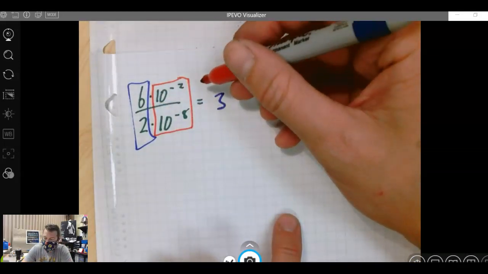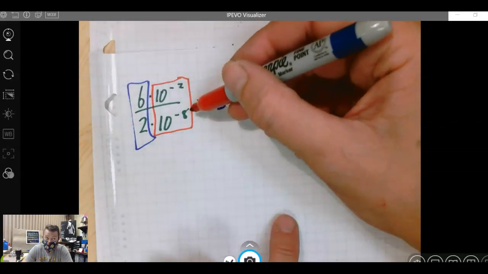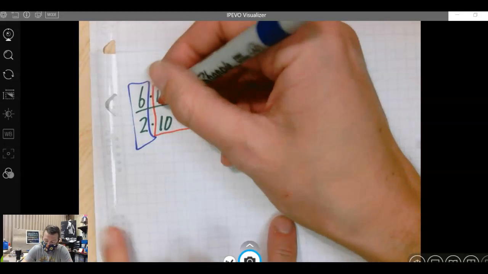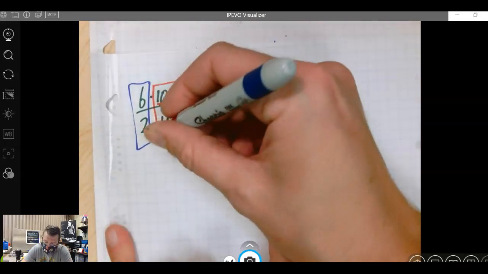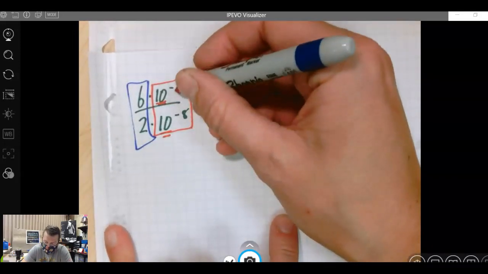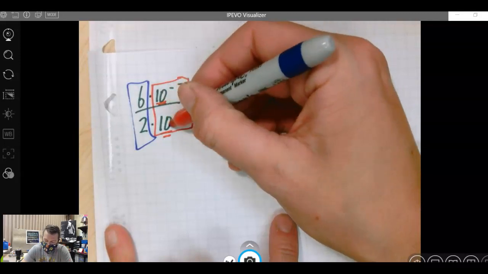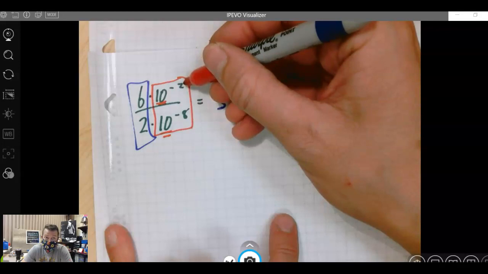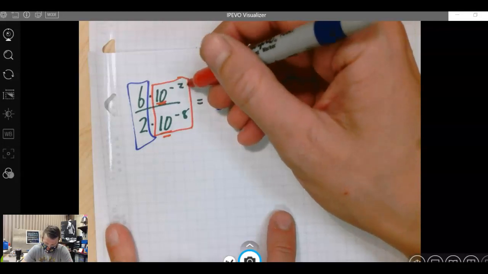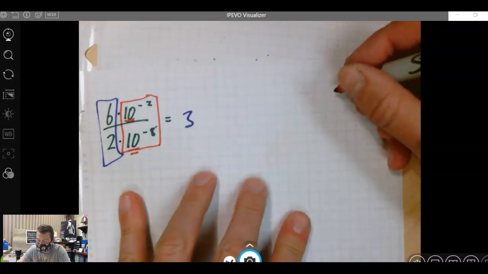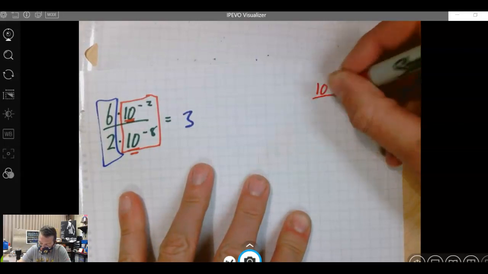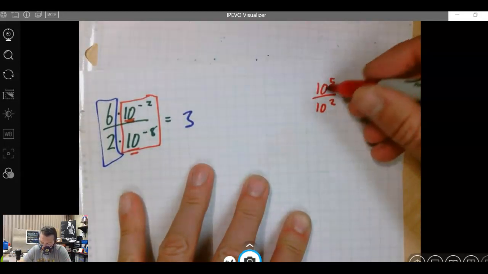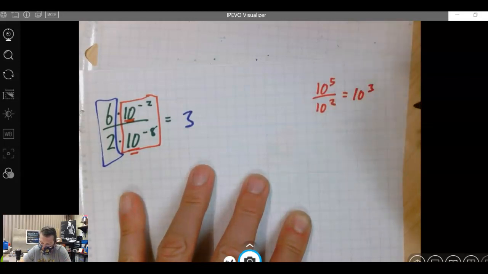Now, the division of exponent values that have the same base. Remember, 10 is our base because it's the thing taken to the power. Since our bases are the same, we can combine the exponents through subtraction. A good reminder on this is, if we had 10 to the 5th over 10 to the 2nd, what would that give us? It would be 10 to the 3rd because we have more 10s on top than we do on bottom.